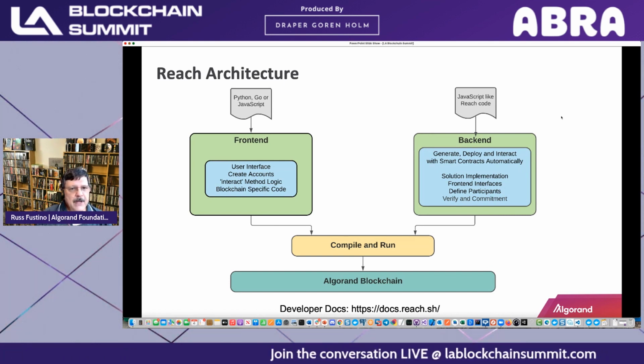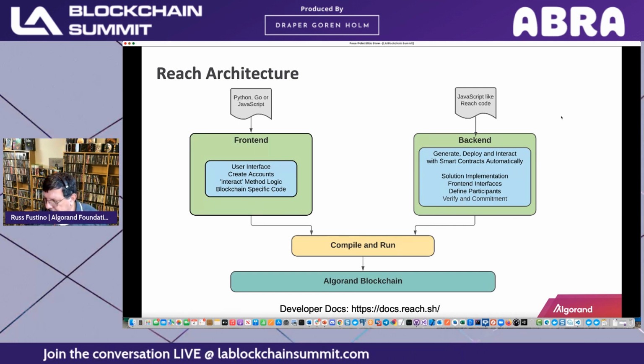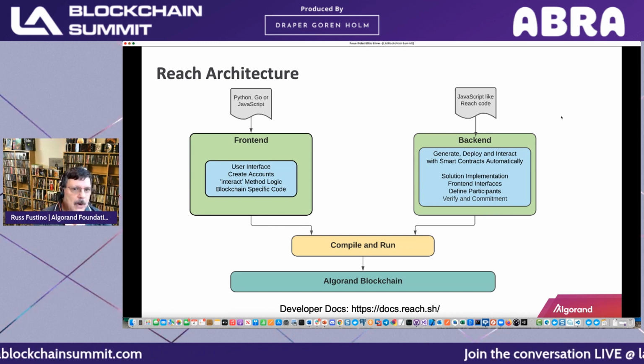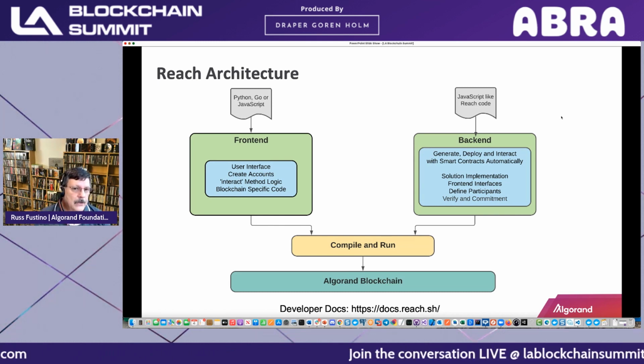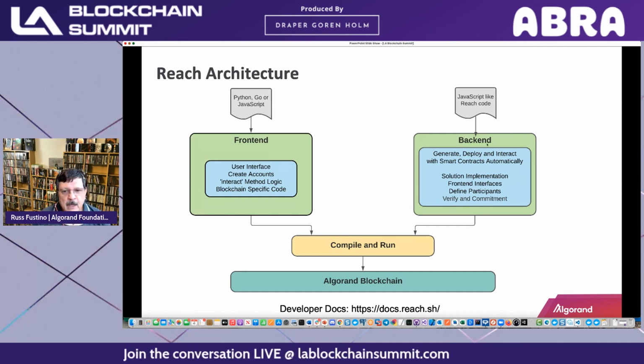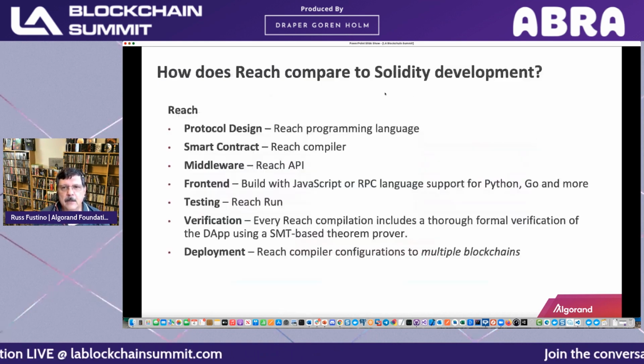And then you have the front end now, which really has the logic for all the interact methods. It also has blockchain-specific code that might go in there as well. And you can do things like create accounts, fund accounts, all that kind of good stuff there. Compile and run it, and boom, you've deployed a dApp to the blockchain.